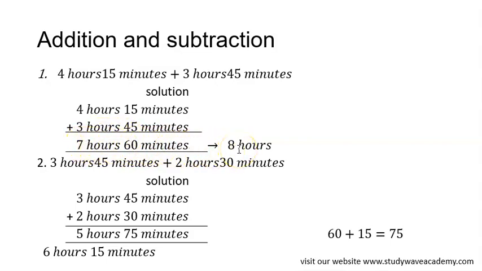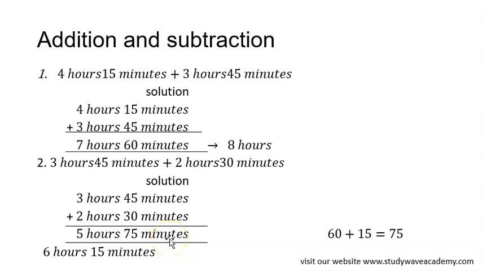Okay, good. Here we have 3 hours 45 minutes plus 2 hours 30 minutes. We are to add them together. So write them the normal way. Minutes, we start adding with minutes. 5 plus 0 is 5. 4 plus 3 is 7. Now we go over to hours. 3 plus 2 is 5. So we have 5 hours 75 minutes.